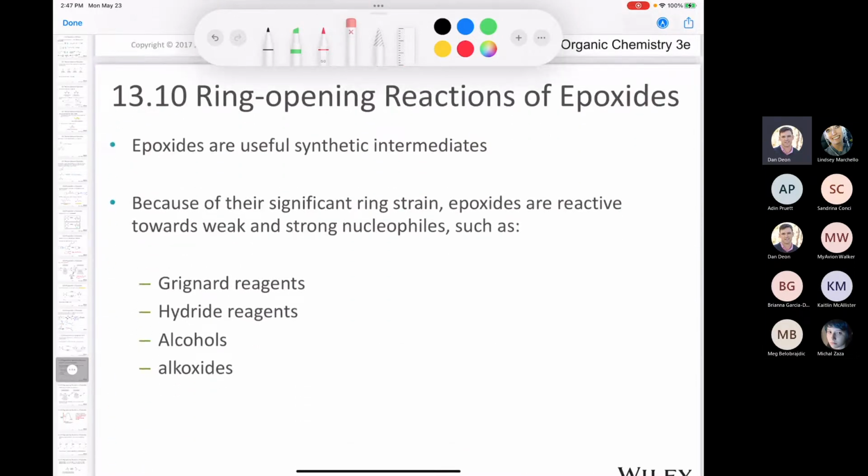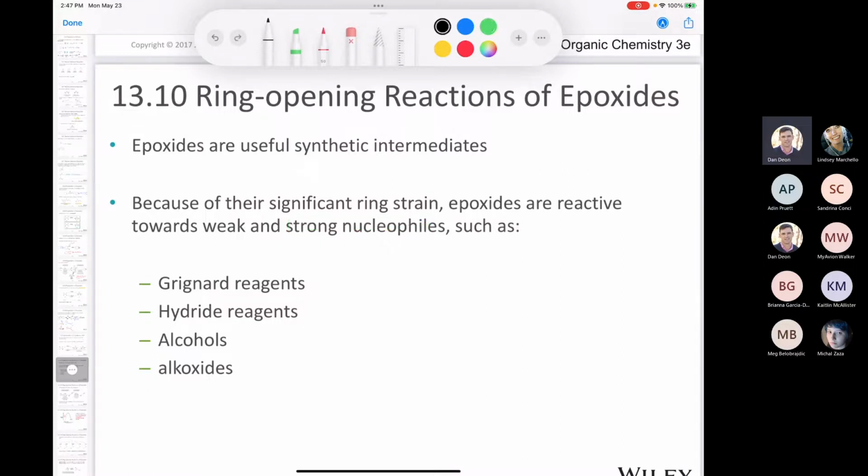But now we're getting into something really, really heavy and really important. Kind of two heavy sections of this chapter. The first one was the nomenclature, and again, we're going to review that some more next class. But the last one, I'd say, is the ring opening of epoxides, because we're going to look at two different ways to open an epoxide. One way is with a strong nucleophile, like Grignard reagents, hydrides, alcohols, alkoxides. And then we're also going to look at acid catalyzed ring opening.